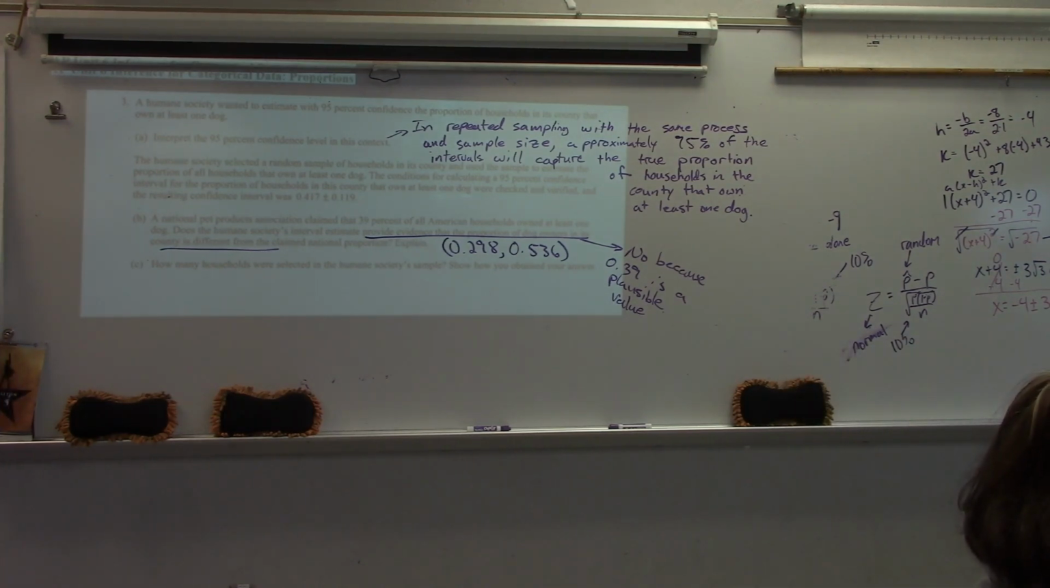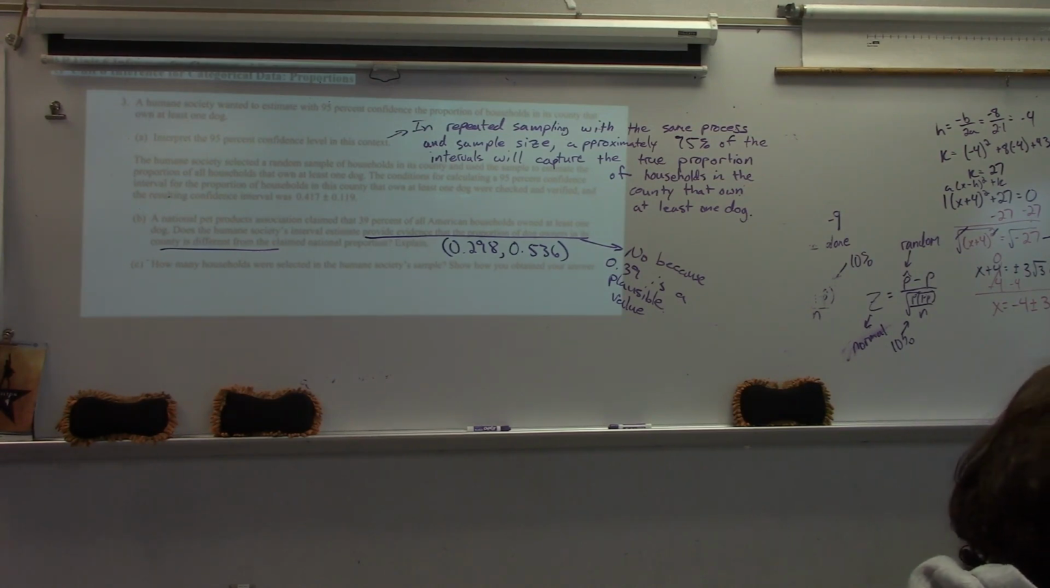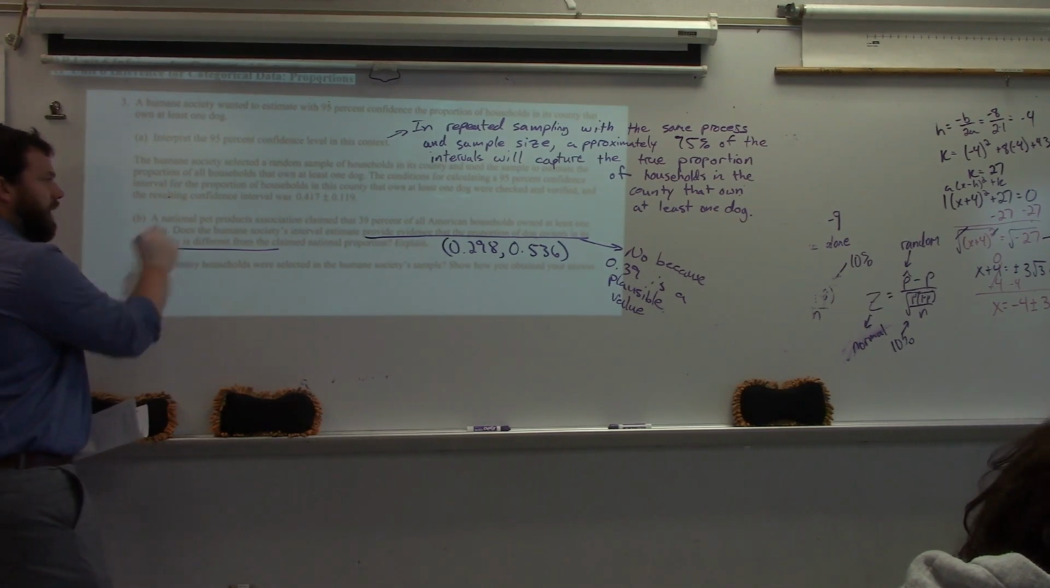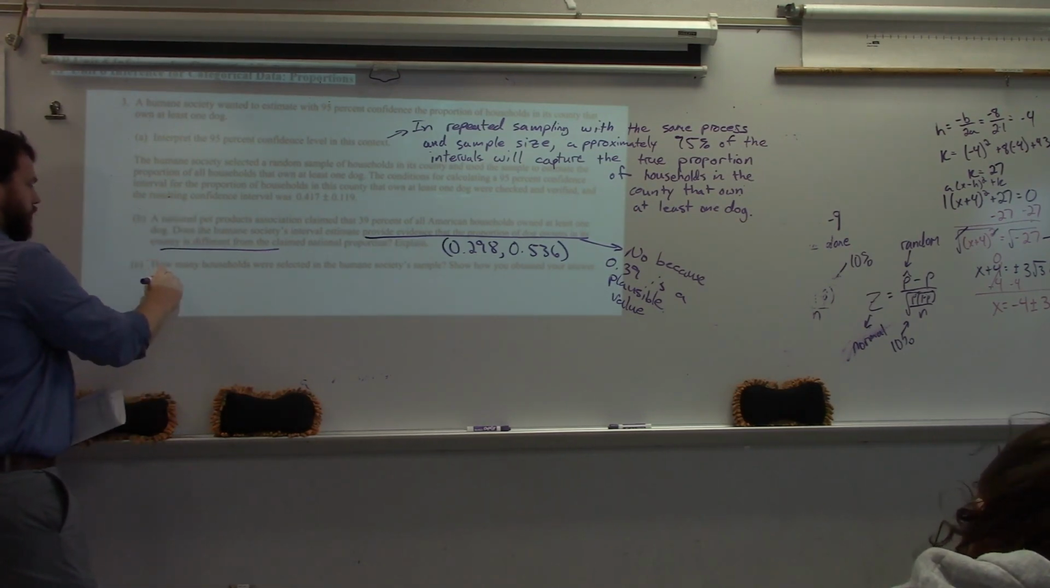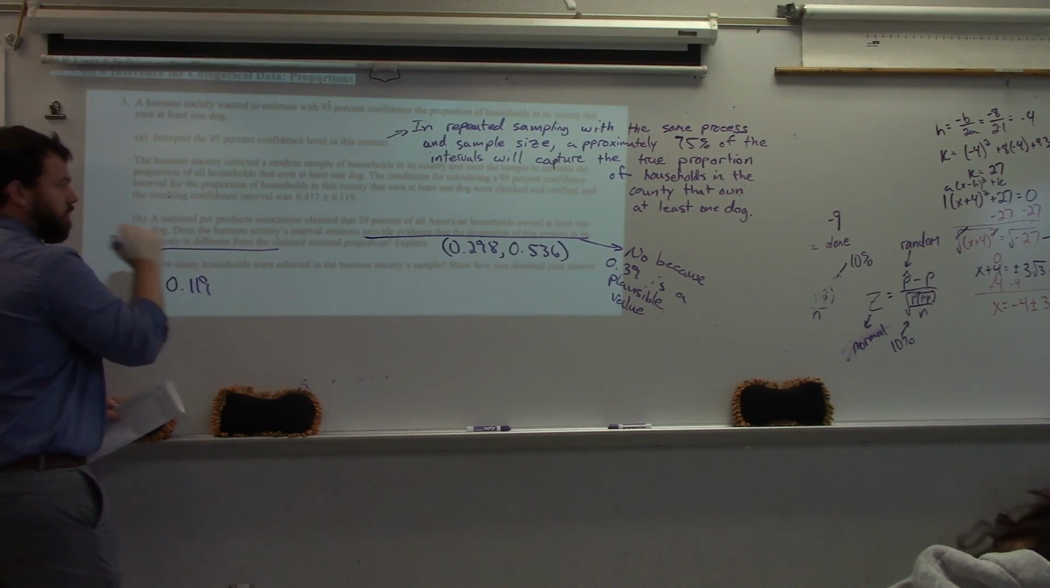Any guesses how to figure out how many households were selected in the Humane Society sample? This isn't a common question, but it is something that has shown up throughout the years a few times. You use a formula sheet and you're working backwards. So I have to use my margin of error, right? So what is my margin of error? It's the statistic plus or minus the critical value times the standard error.